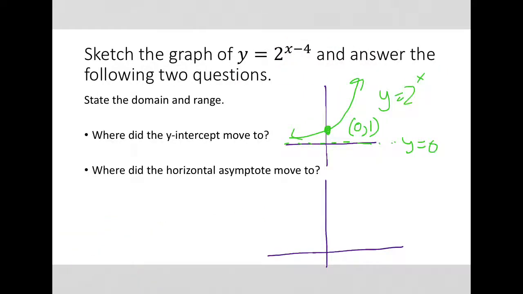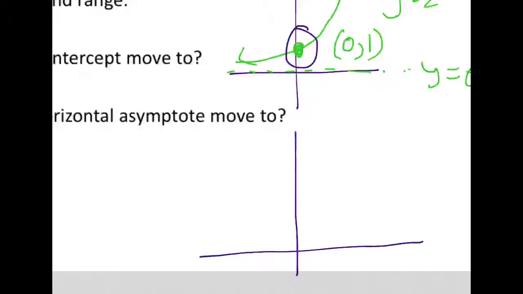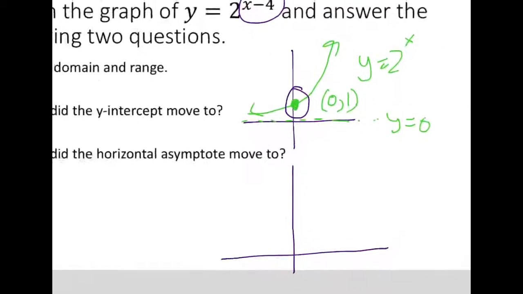So now let's look at this function, y equals 2 to the power of x minus 4. Remember what happens when you subtract or add something to your exponent. It gets translated to the left or the right. When you subtract 4, it moves to the right. If you were to add 4, it would move to the left 4. So we're going to take that y-intercept and move it to the right 4.